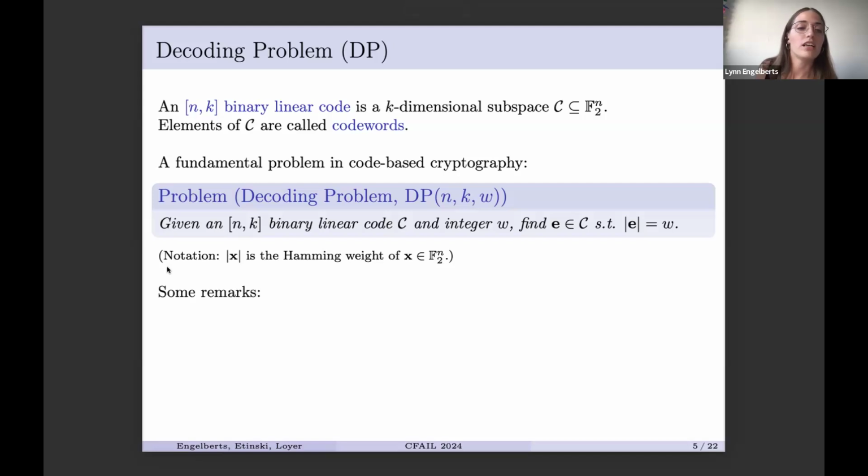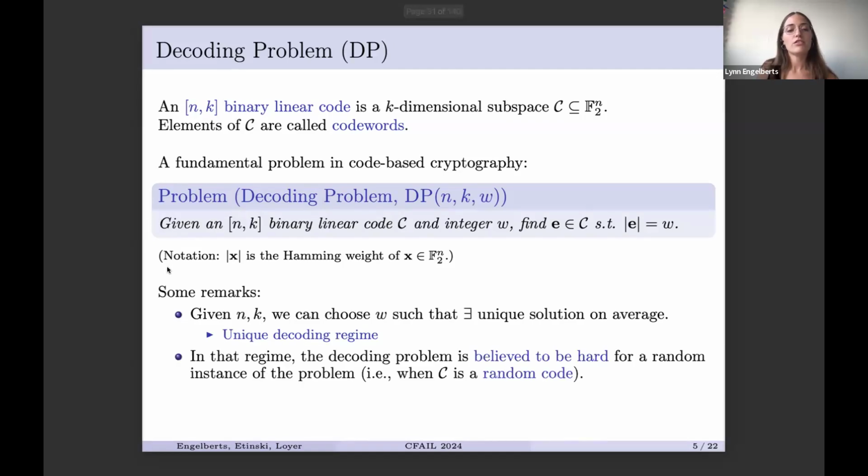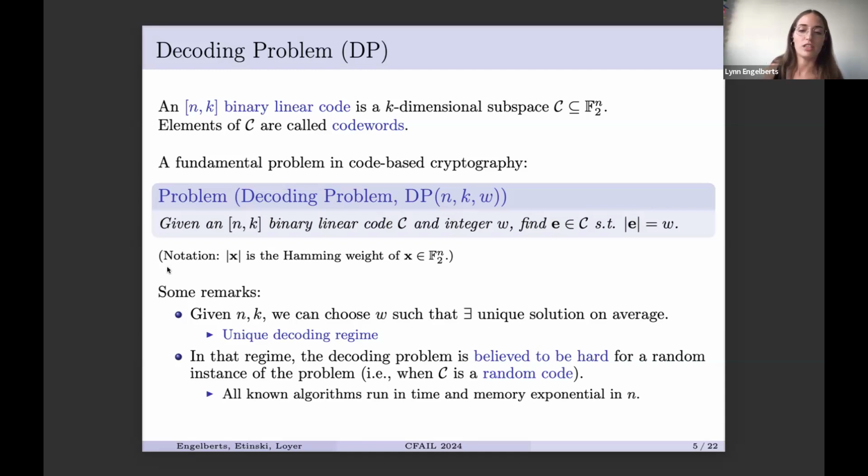Now some remarks. First, if I fix n and k, then we can choose w such that there exists a unique solution on average. This is also known as the unique decoding regime. In that regime, the decoding problem is believed to be hard for a random instance of the problem. With that, I mean that C is a random code, or in other words, a randomly sampled k-dimensional subspace. For a random instance of the decoding problem, all known algorithms run in time and memory exponential.